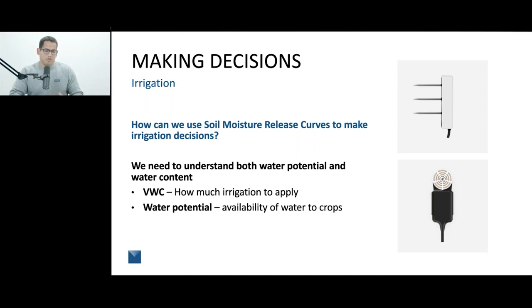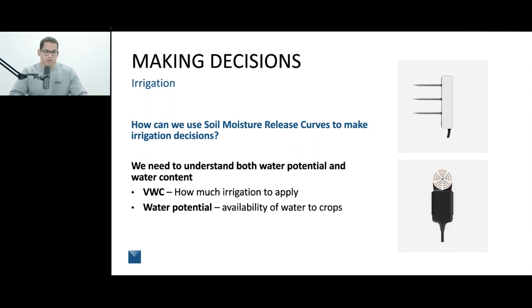It also helps us not overwater and potentially keep the soil too saturated, putting our plants at higher risk of disease and things like that. So these are two really powerful tools that we need to understand. Now, again, there are ways to make these measurements in the field. Here you can see two examples on the right of tools that we use in the field, a soil moisture sensor on the top and a water potential sensor on the bottom.